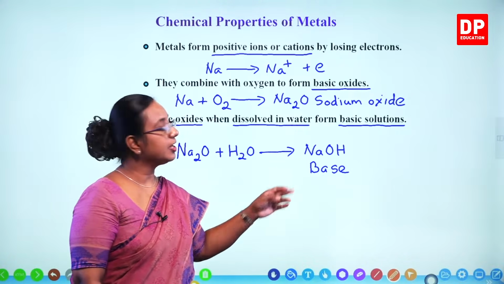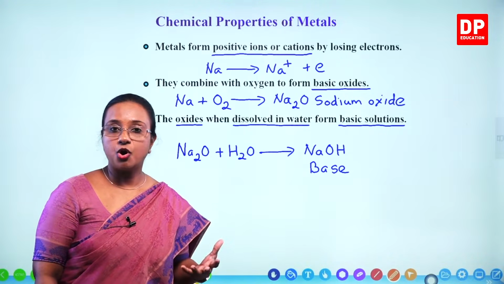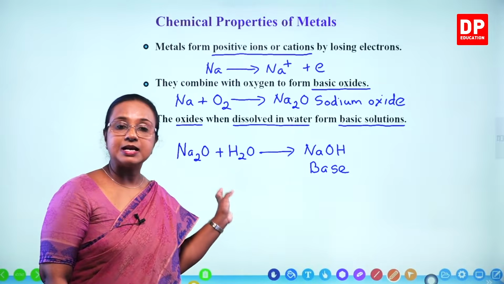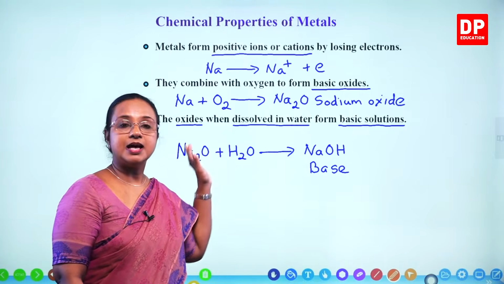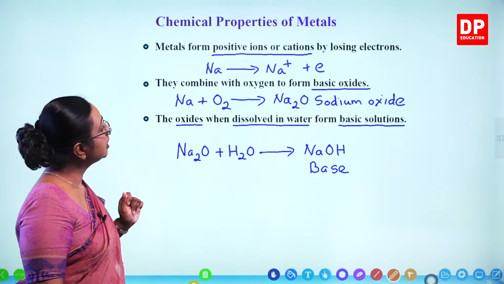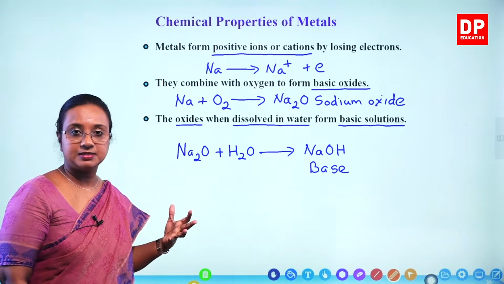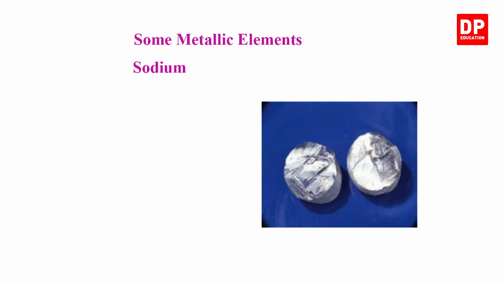Here sodium hydroxide is a very strong base. We will discuss the basicity in detail later. These are the common chemical properties of metals. Now we will discuss some examples of metals.